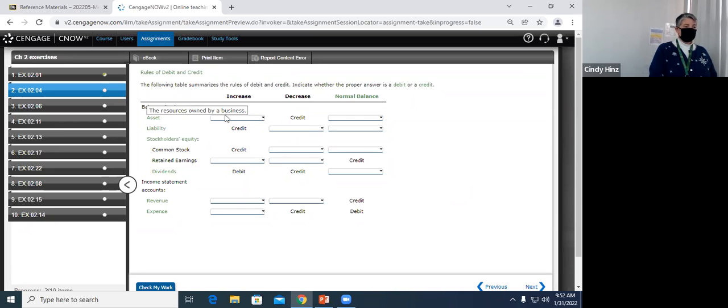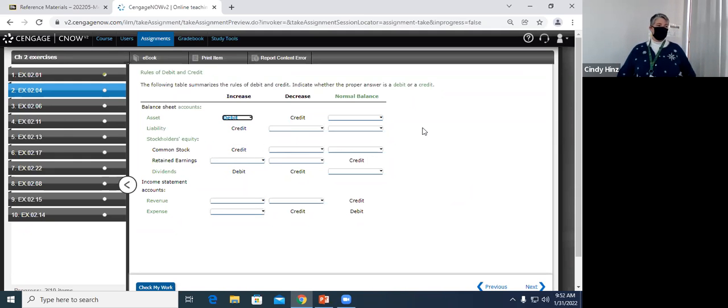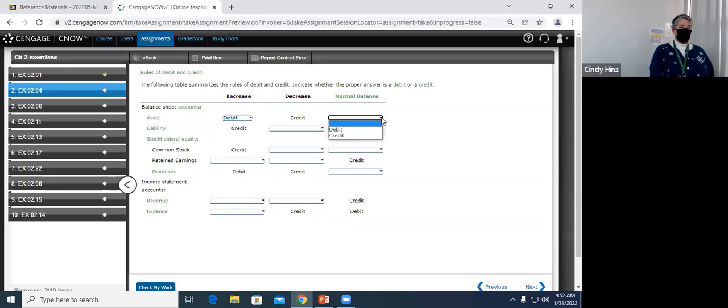For an asset, we're given that it decreases on the credit side, so it must be the case that it increases on the debit side. Because one side increases, the other side decreases. That must be the case, right? Everybody agrees with that? And the side that increases that account is always the normal balance. So whatever's in this increase column has to be the same as what's in the normal balance column, and it has to be the opposite of what's in the decrease column.